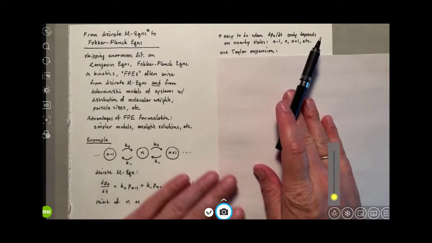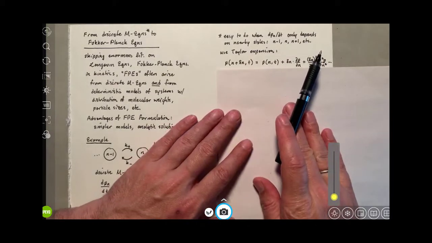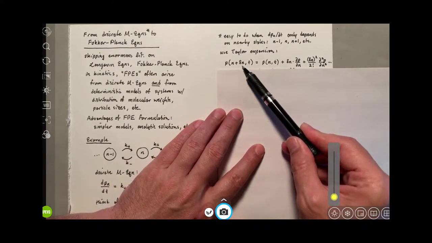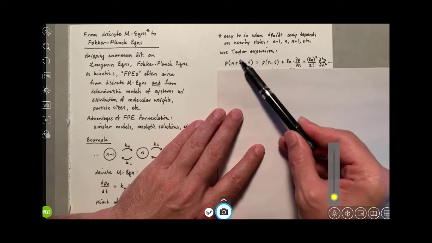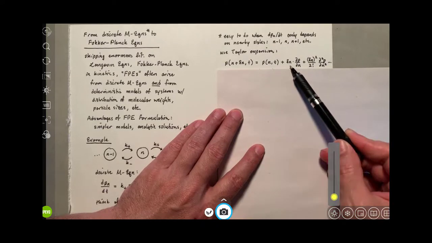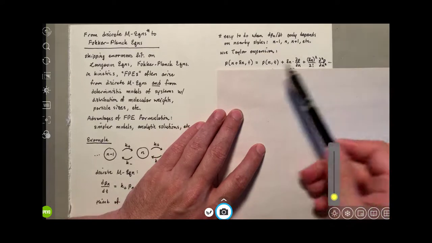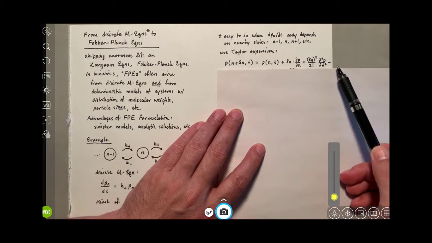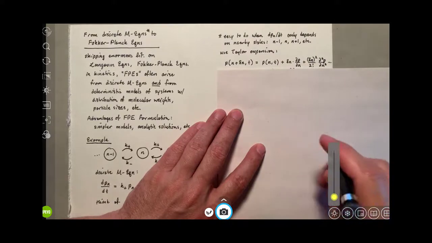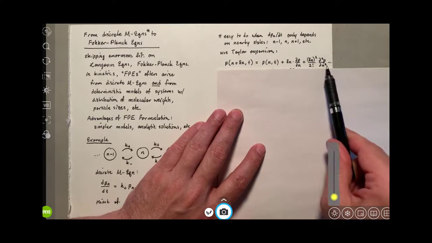So the first step here is to write the probability to be in state n plus delta n, some nearby state, a small delta n, as the probability to be at state n plus first order, second order. And so this is really just expanding out that probability to be here as a Taylor expansion. And of course, if I want to do this exactly, this goes out forever.